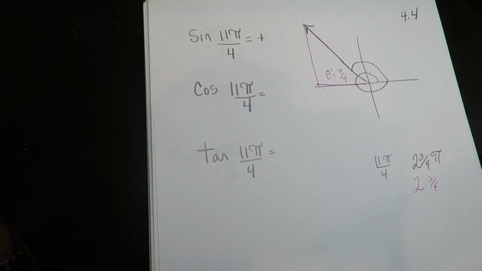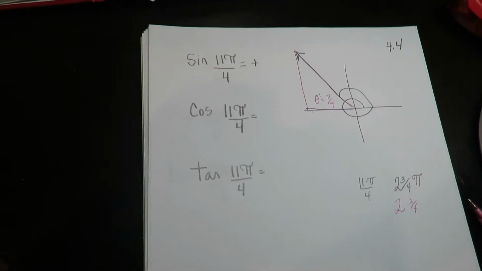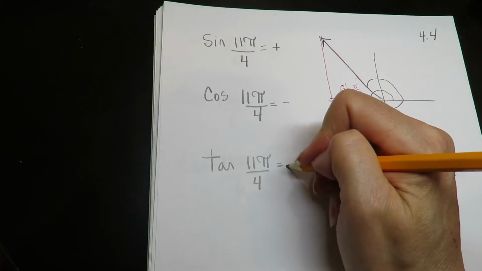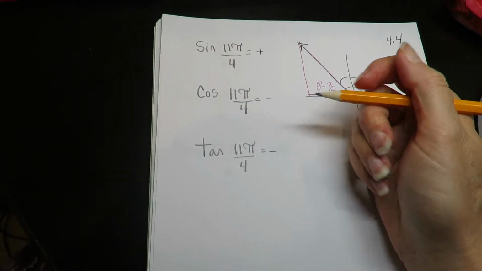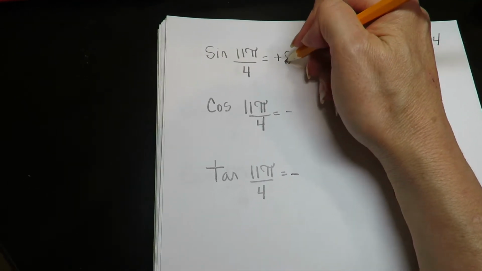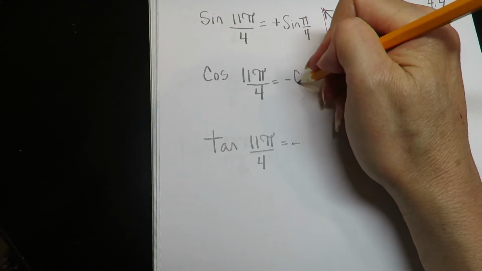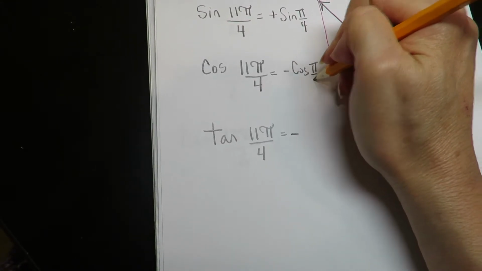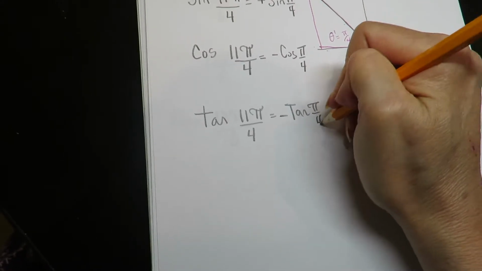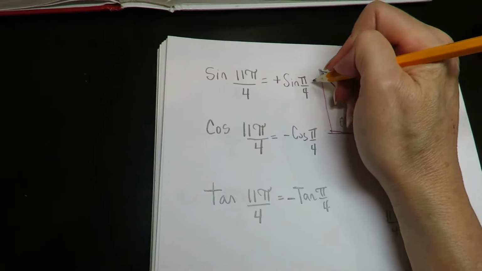That goes back to the all students take calculus, this stuff. All right, so in quadrant 2, the sine is positive, the cosine is negative, the tangent is negative. All right, so now I can use the sign change and the reference angle. So the sign change in combination with the reference angle will give me the right answer.